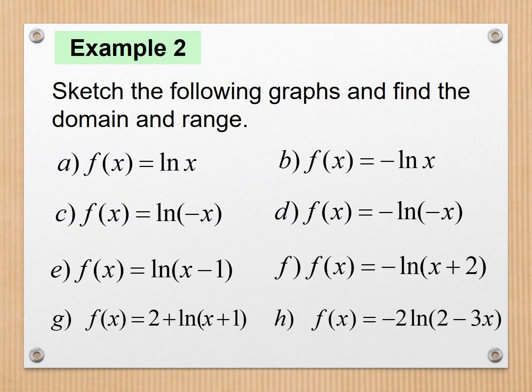Example 2. Sketch the following graphs and find the domain and range. A. f(x) equals ln x. B. f(x) equals negative ln x. C. f(x) equals ln of negative x. And D. f(x) equals negative ln of negative x. E. f(x) equals ln x minus 1. F. f(x) equals negative ln x plus 2. G. f(x) equals 2 plus ln of x plus 1. And finally H. f(x) equals negative 2 ln of 2 minus 3x.